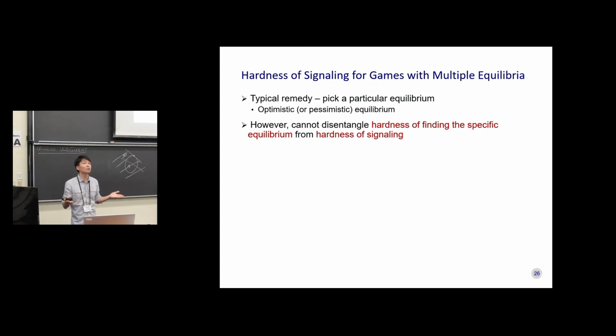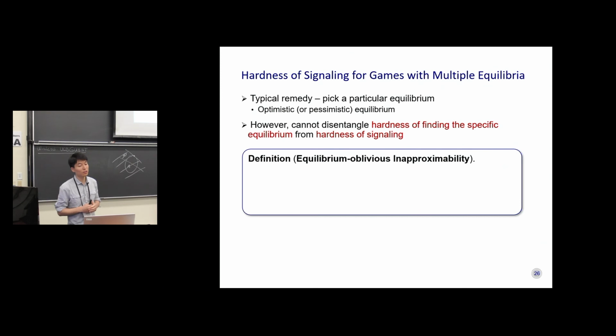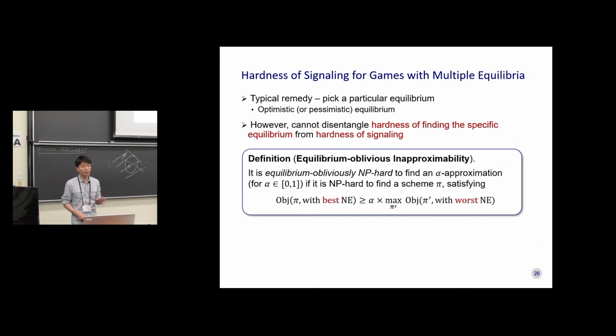For example, let's say you prove that it's NP hard to find a public signaling scheme under optimistic equilibrium tie breaking. But then how do I know whether your hardness comes from finding this particular optimistic equilibrium, or from the signaling problem itself? To address this challenge, we introduced a new notion which we call equilibrium oblivious inapproximability. In particular, we say it's equilibrium obliviously NP hard to find an alpha approximation for your problem if it is NP hard to find a scheme pi that satisfies the following condition.